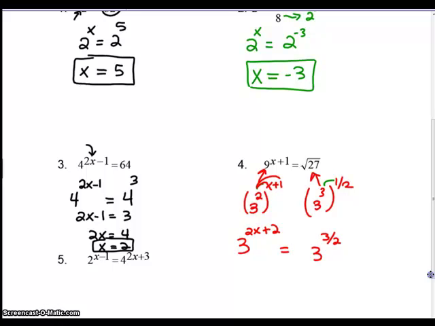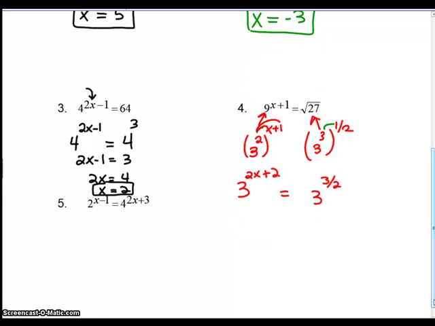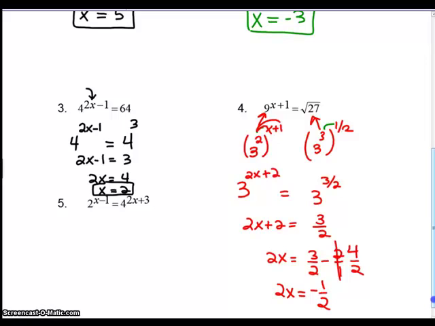Now all we're going to do is set our exponents equal to each other. 2x plus 2 is equal to 3 over 2. Solving for x, that gives us 2x equals 3 over 2 minus 2. We need a common denominator of 2, so that'll be a 4. So 3 minus 4 is negative 1, so 2x is equal to negative 1/2.